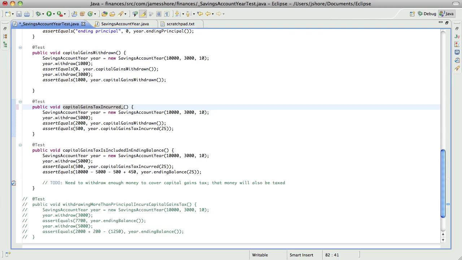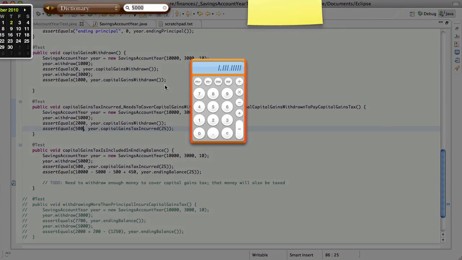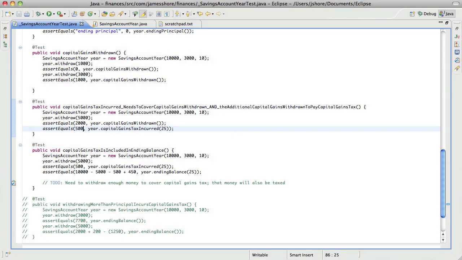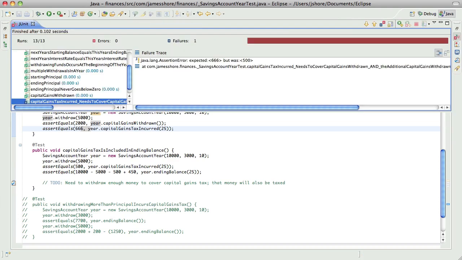So capital gains tax incurred needs to cover capital gains withdrawn and the additional capital gains withdrawn to pay capital gains tax. So we're withdrawing 5,000. That's 2,000 in capital gains withdrawn, which means that the correct answer here, assuming a capital gains tax incurred, is 2,000 divided by 0.75 minus 2,000, or 666. We're just going to cut that off. So let's run that test. There we go. Expected 666, was 500.